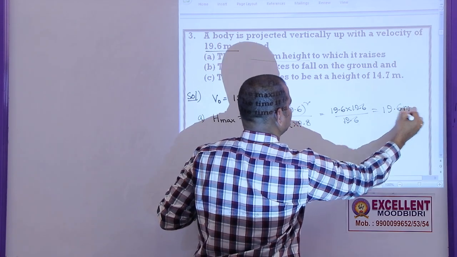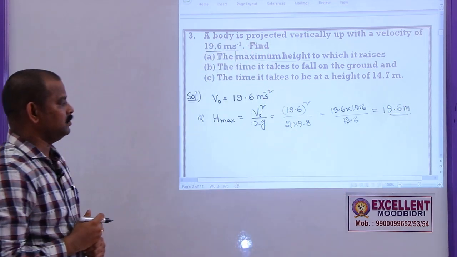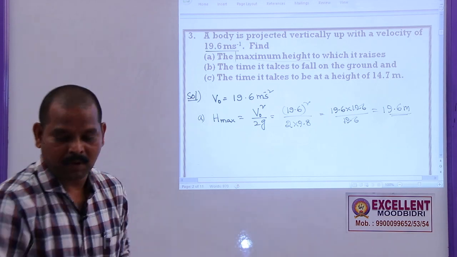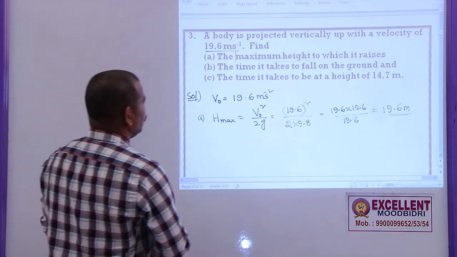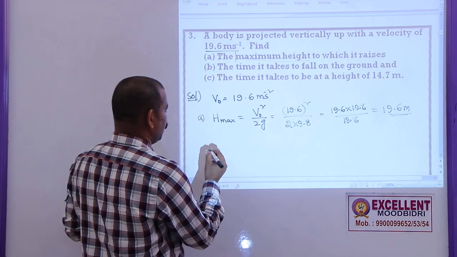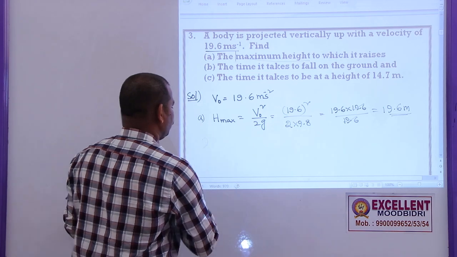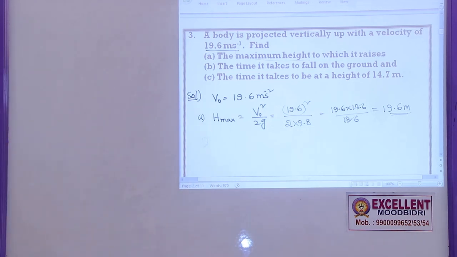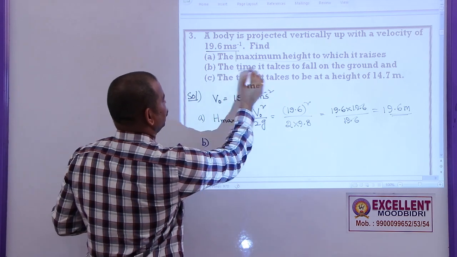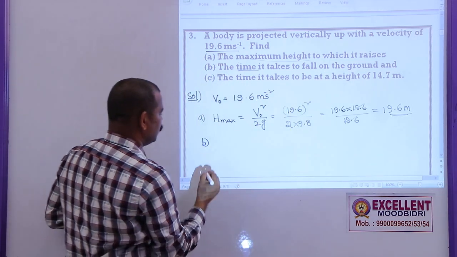So, the maximum height reached by this body is 19.6 meters. Now, the second problem here: the time it takes to fall onto the ground.